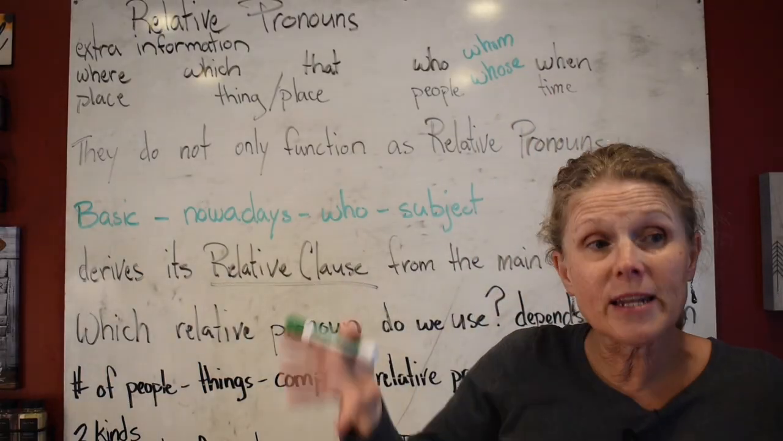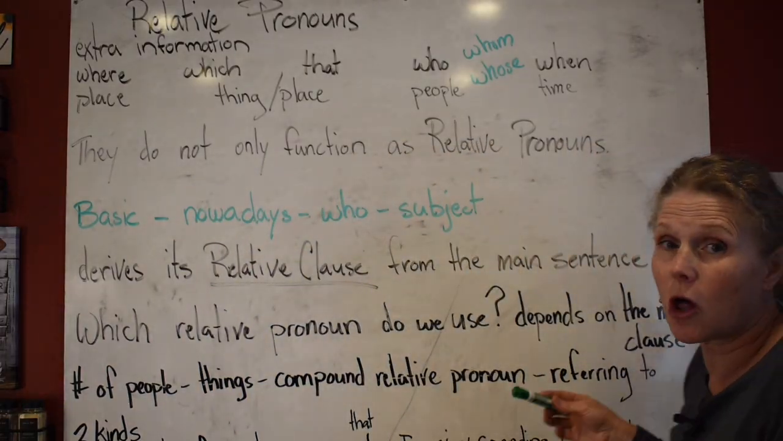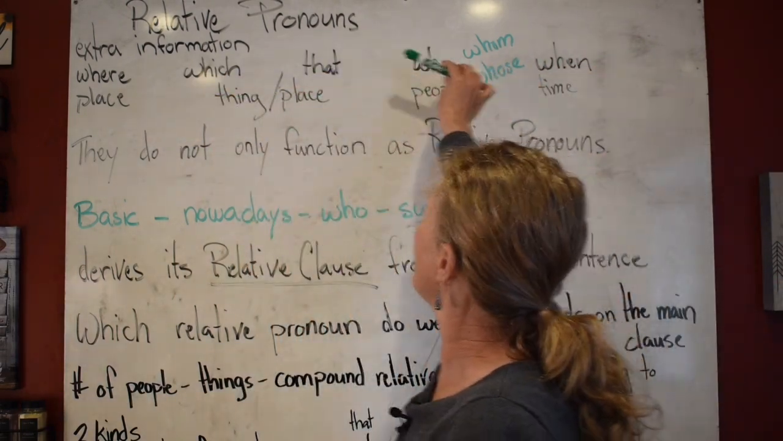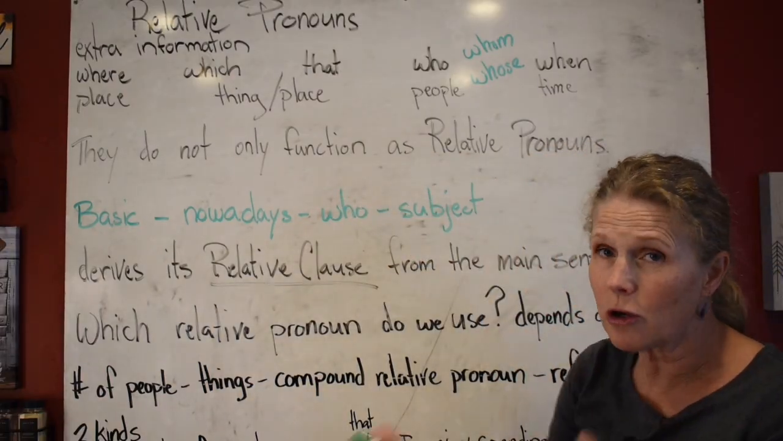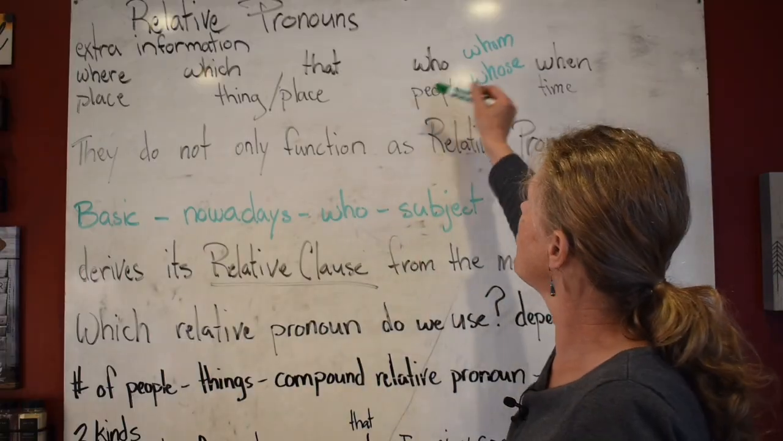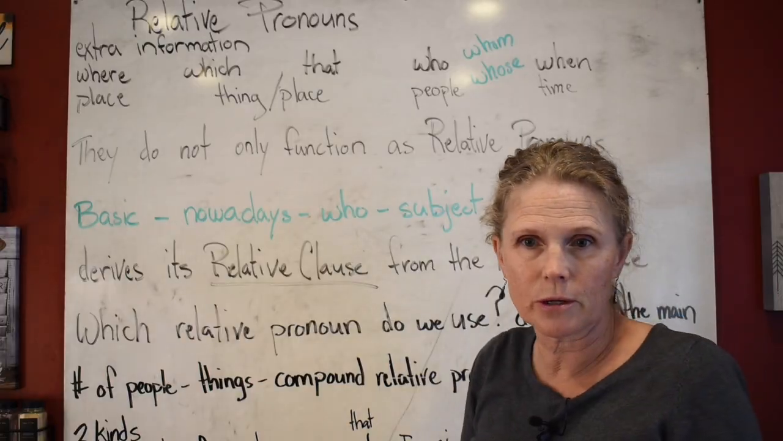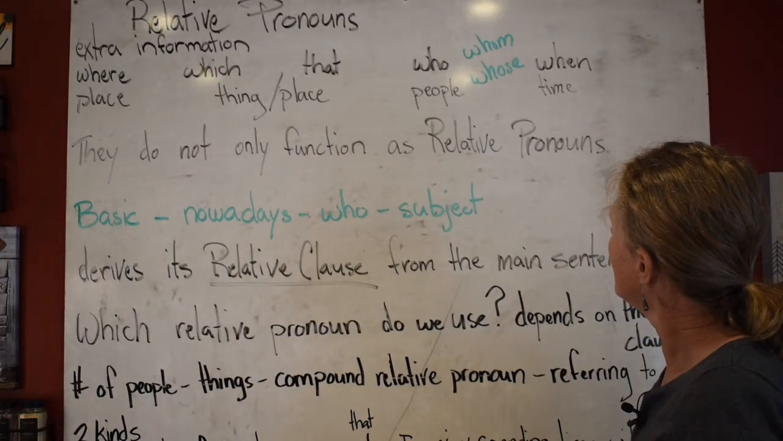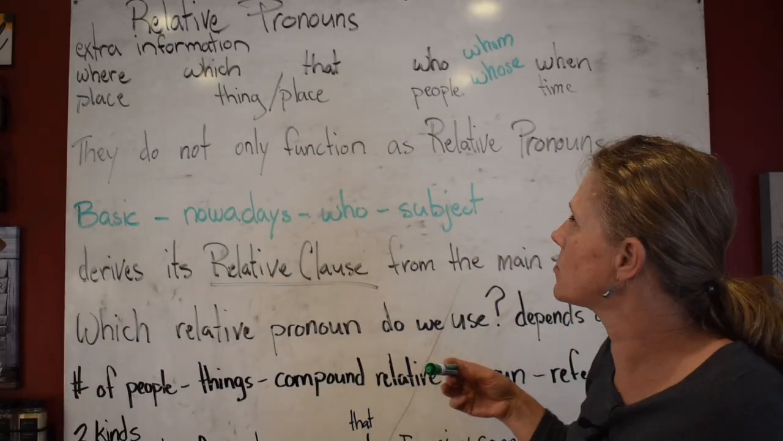Now, with that information, remember, they don't only function as relative pronouns all of the time. Most of the time you're looking at them saying, okay, they're going to function as relative pronouns, but they don't always do that, just so you know. See how we can ask questions with who. It's a question word. We can ask questions with where. So remember that. Just be careful with these words.